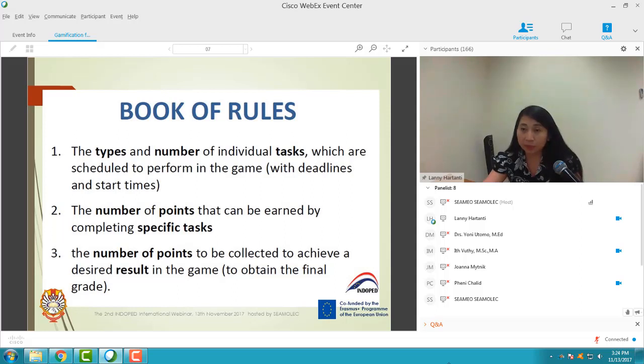And as Joannas explained before, the main element in gamification is the clear rules that we state at the start of the classes. These rules are explained in the book of rules. The book of rules contains the types and number of individual tasks for the students, which are scheduled to be performed in the game, with the deadlines and start times. In this book of rules, we also set the number of points that can be earned by completing a specific task, and how many points the students should collect to achieve a desired result in the game or to obtain the final grade that they expect.